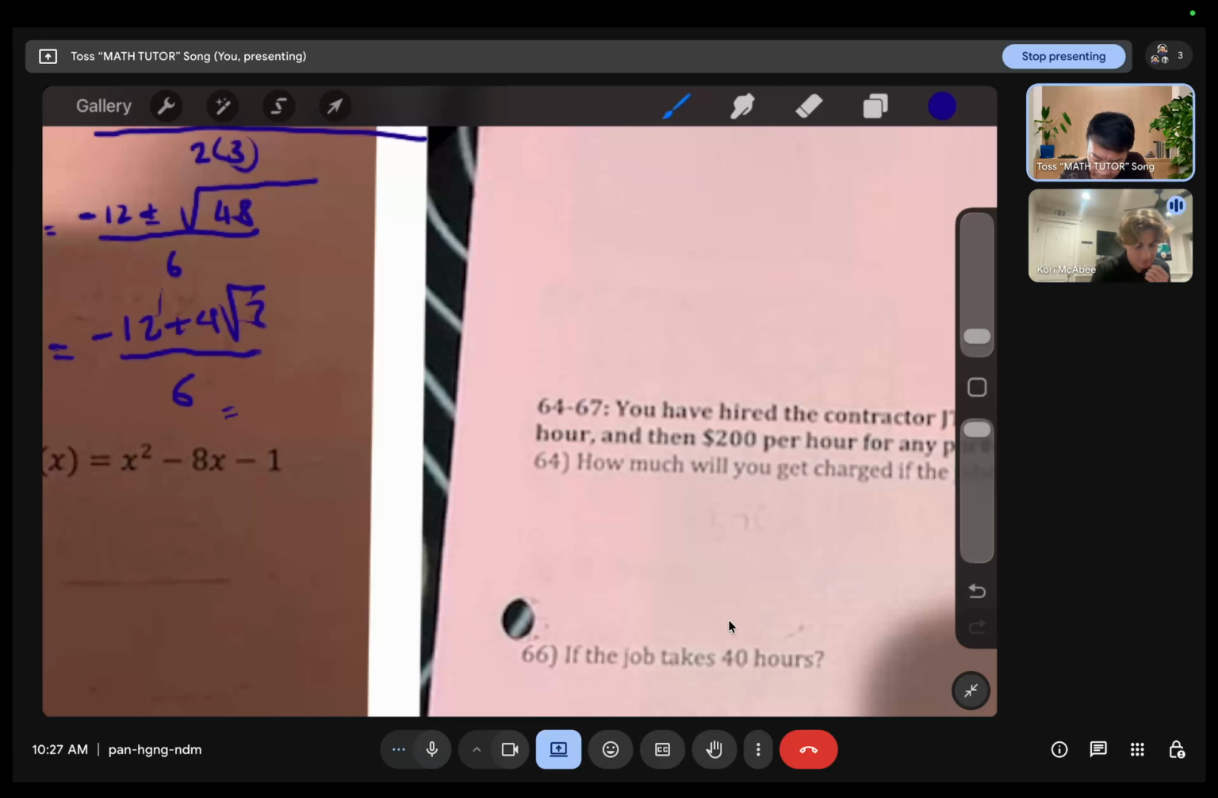It's going to be 2 can go into negative 12, negative 6 times. 2 can go into 4 plus or minus here, 2 times root 3. 2 can go into 6 3 times. Here it is, final answer: 6 plus or minus 2 root 3 all over 3.